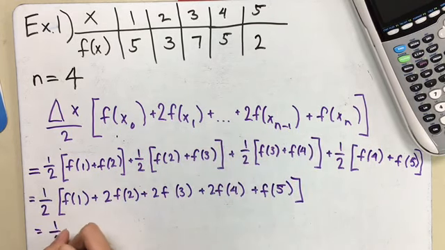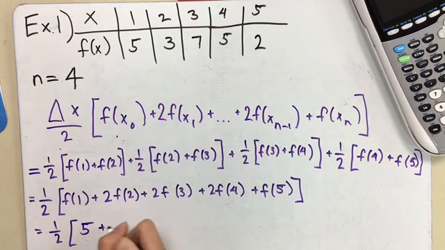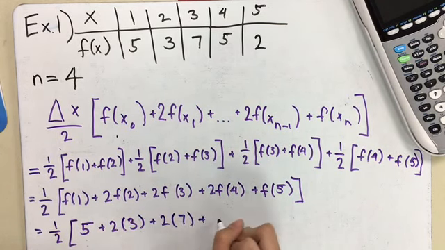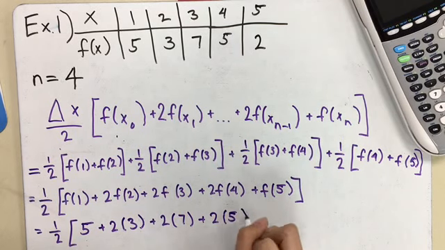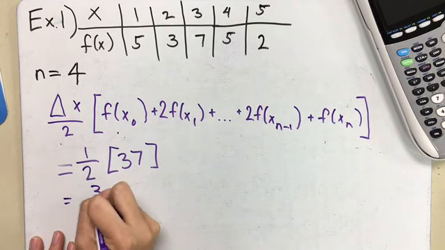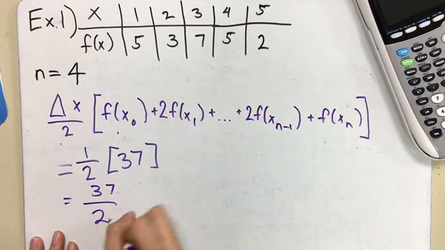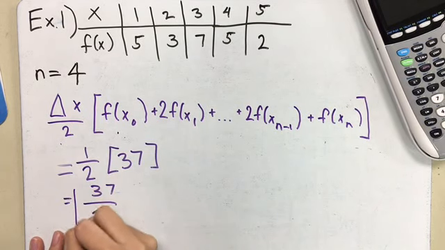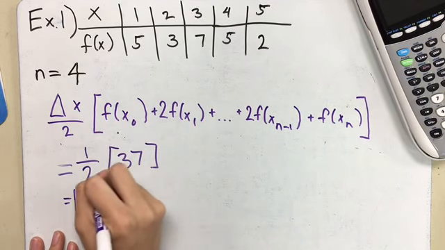After this, we would plug in the actual values of f of x, so f of 1 equals 5, f of 2 equals 3, f of 3 equals 7, f of 4 equals 5, and f of 5 equals 2. After that, we would do simple algebra and add them all up and find the sum. Finally, multiply the sum by h over 2, which we found earlier as 1/2. Doing these steps, we find our final answer as 37 over 2 for the approximate area under the curve.